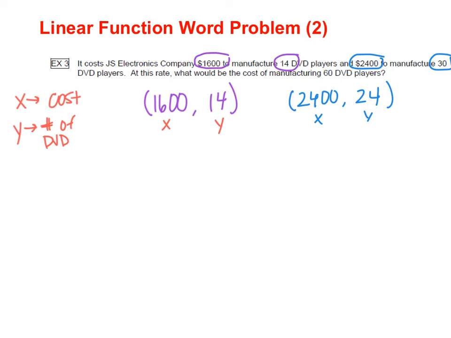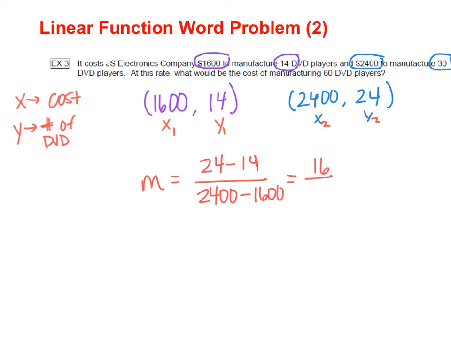So similar to the last problem, we start out with slope. X1, Y1, X2, Y2. Find the slope first, so Y2 minus Y1 over X2 minus X1. We get 16 over 800, which reduces to 1 over 50.